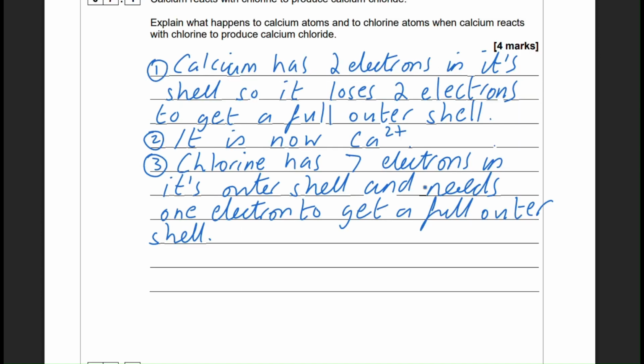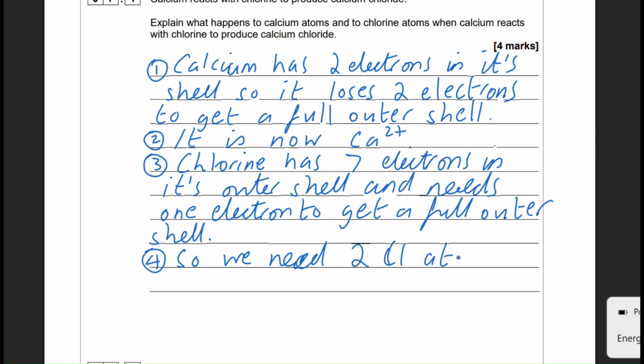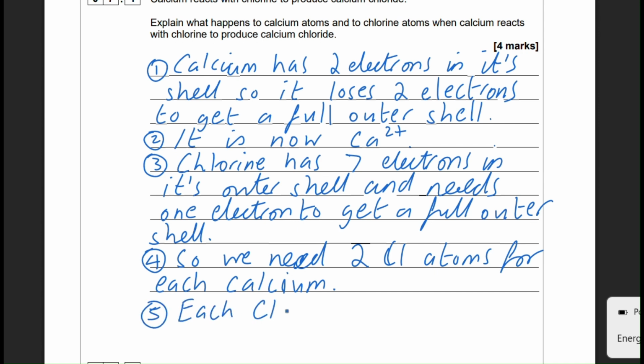So I've written there, chlorine has 7 electrons in its outer shell and needs 1 electron to get a full outer shell. How does it do that? We need 2 chlorine atoms for each calcium, and I'm just going to put in the 5th point, each chlorine becomes Cl minus. And then if you want to, you can write the formula for calcium chloride is CaCl2.